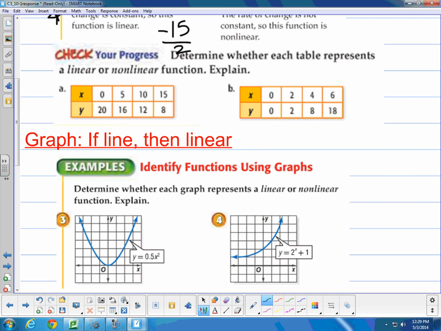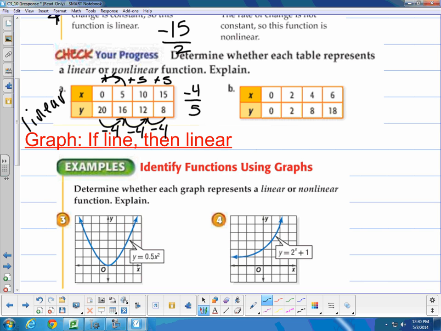So we're looking at our change in y. Looks like we're going down by 4, and down by 4, and down by 4. So far, y is constant. And we see that x is going up 5, and up 5. So since both x and y are constant, our rate of change of y over x is consistent. So that is a linear function.